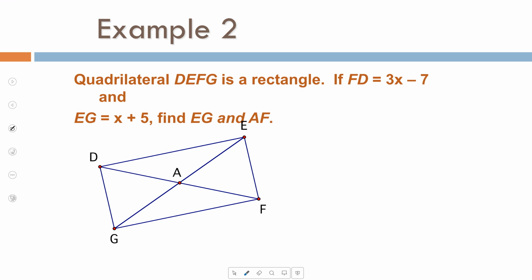FD. This whole thing is 3x minus 7. This thing is x plus 5. Is this a fairly obvious problem? Those two things would be equal, set them equal, similar to the problem we did with parallelogram. Set them equal, solve for x, plug and chug. And then again, we know that this is equal to this, is equal to this, is equal.